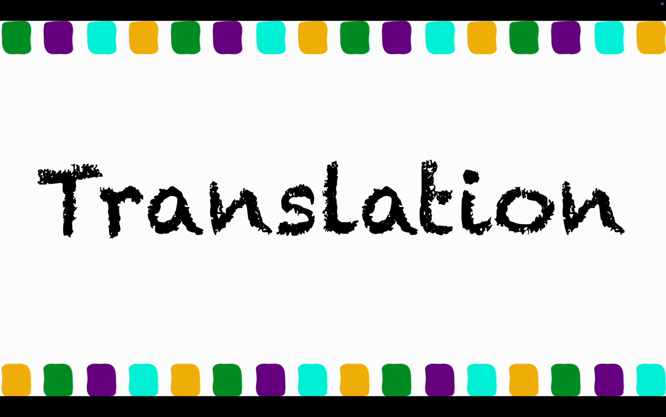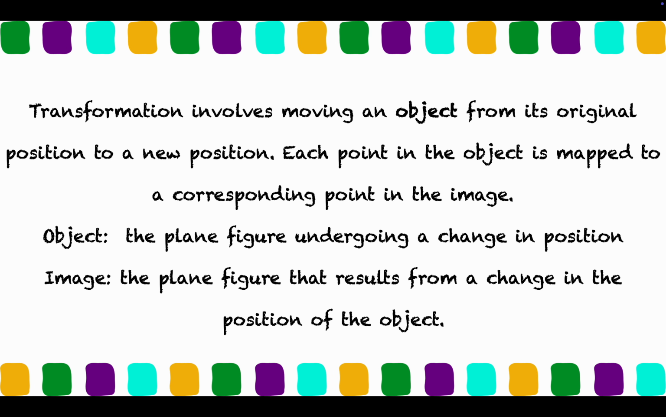Now for today's video, we'll be looking at translation, which is a type of transformation. This includes moving an object from its original position to a new position. Each point in the object is mapped to a corresponding point in the image. The object is a plane figure undergoing a change, and the image is also a plane figure but results from a change in the position of the object.